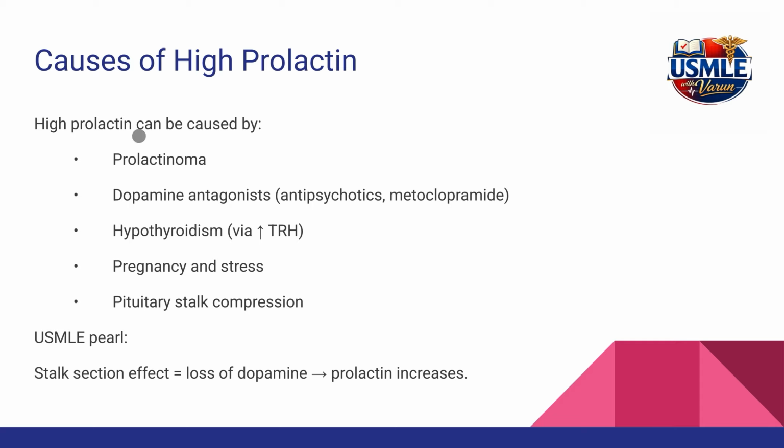So, causes of high prolactin. High prolactin can be caused by prolactinoma, dopamine antagonists such as antipsychotics and metoclopramide, hypothyroidism due to increased TRH, pregnancy and stress, and pituitary stalk compression. The stalk section effect causes loss of dopamine inhibition, and therefore it increases prolactin. So whenever there is compression of the pituitary stalk, there is loss of dopamine, and this leads to an increase of prolactin.